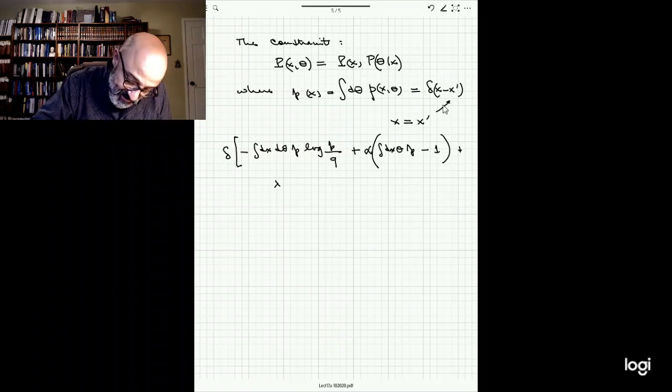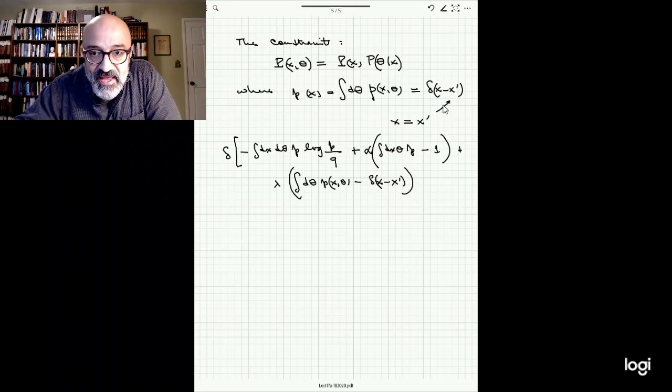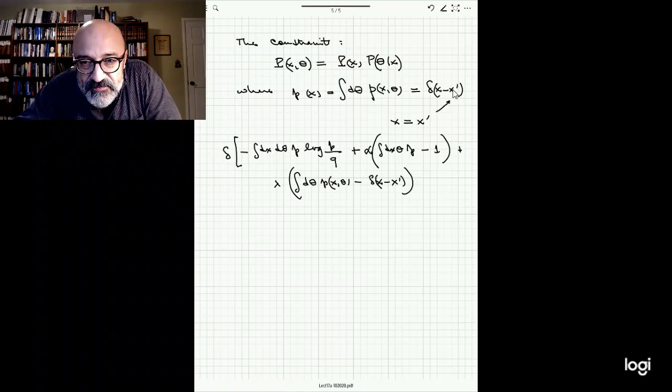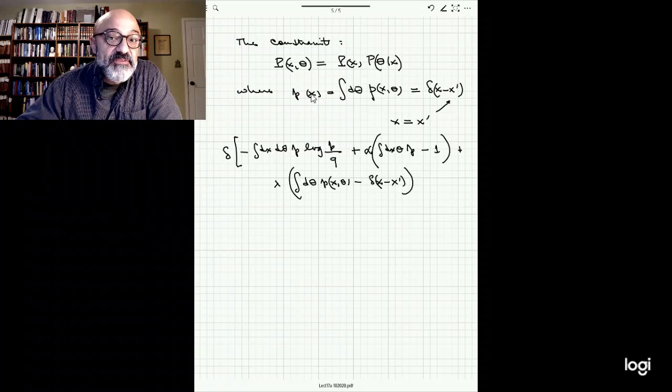So we're going to put that constraint, here goes, d theta p(x, theta) minus delta(x minus x prime), like so. But now we have to be careful here. You see, there is an x prime here. It appears that I have written one constraint: p(x), the probability of x, is equal to this delta. But in fact, what I have written is not just one constraint. I have written an infinite number of constraints here.